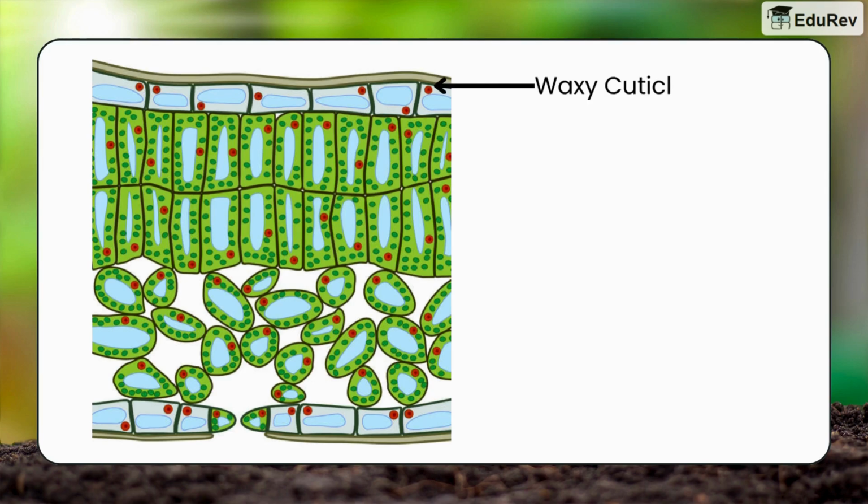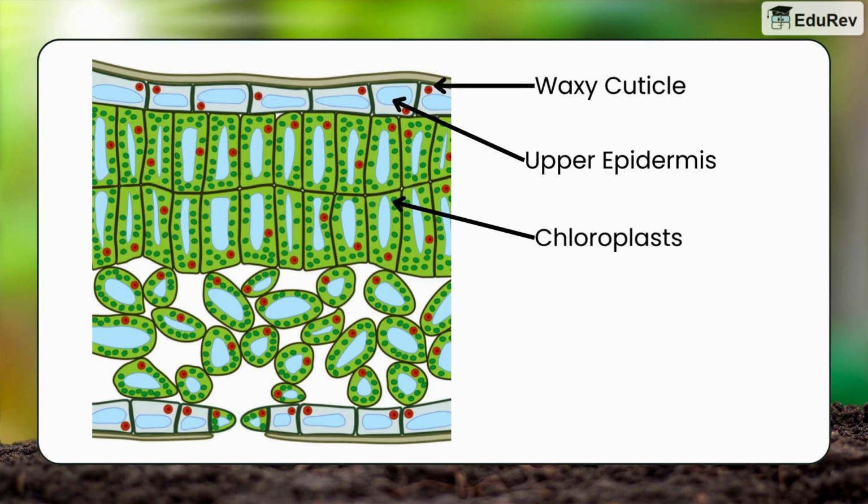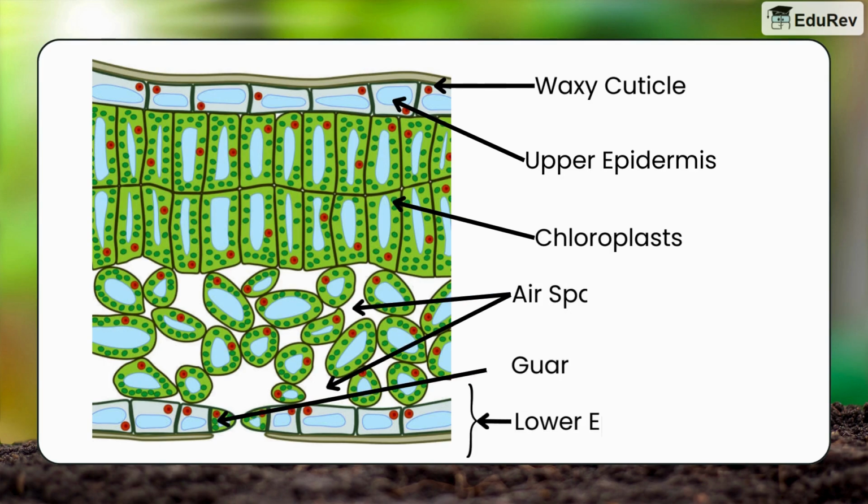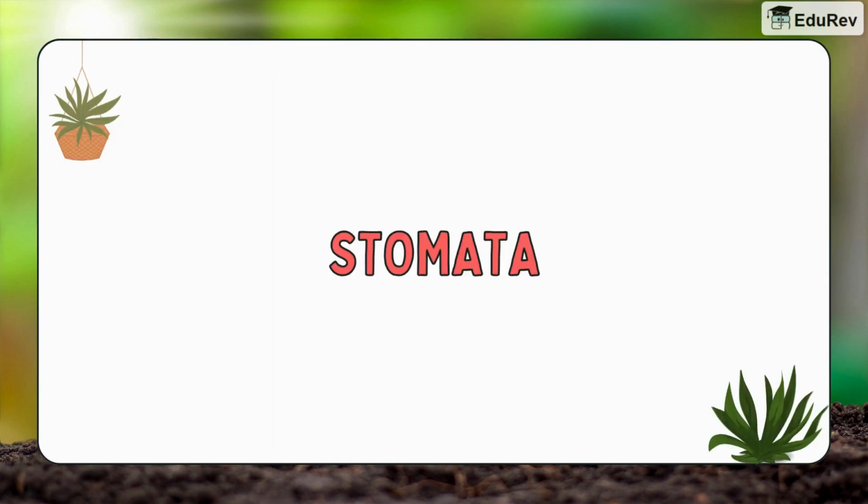On the top there is a waxy cuticle, under which is the upper epidermis. Then is chloroplast, which contains the chlorophyll which gives the leaf its green color. Then we have the lower epidermis and the guard cells. On the lower part of the leaf, there are stomata which are very important for leaves to photosynthesize. Now, let's study more about the stomata.